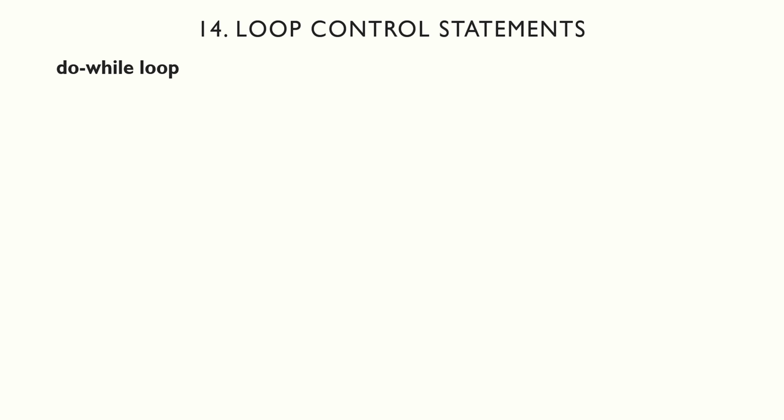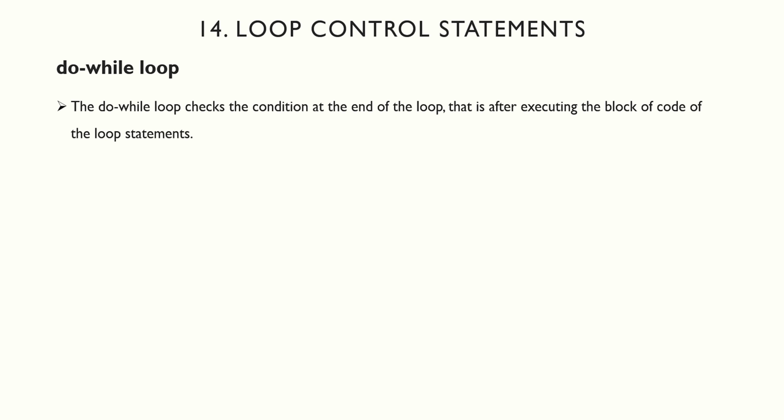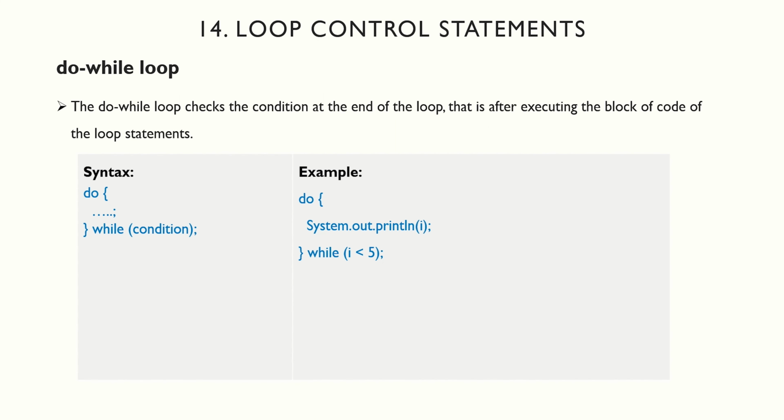Do while loop. The do while loop checks the condition at the end of the loop, that is, after executing the block of code of the loop statements. Hence, it is called the exit controlled loop. A do while loop straightaway starts the execution of the statements without checking any condition for the first time. Only after the first execution, the condition is checked for the Boolean. If true, the next iteration of the loop starts. Otherwise, the loop terminates and the next line of code is executed.